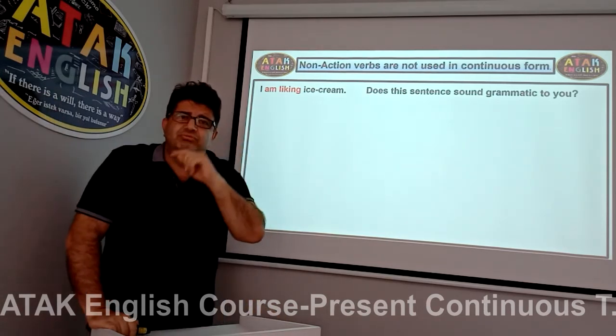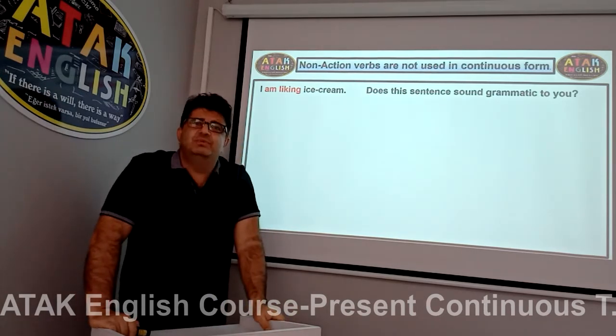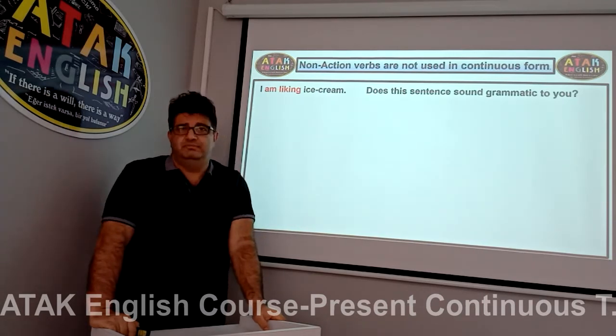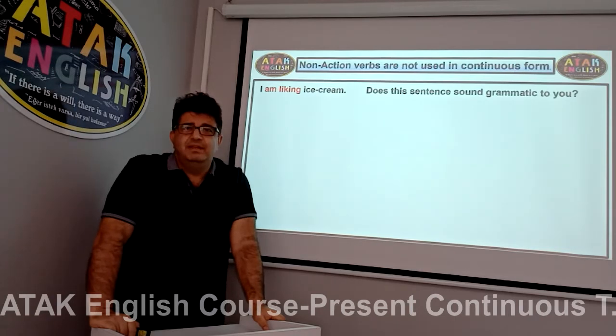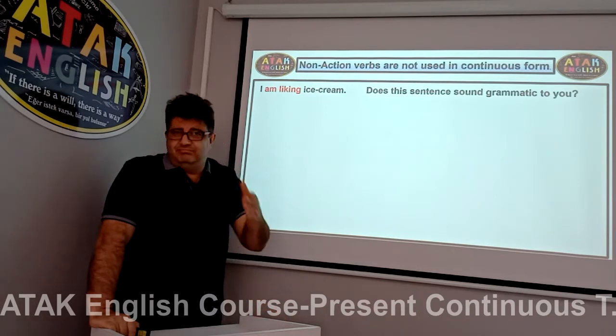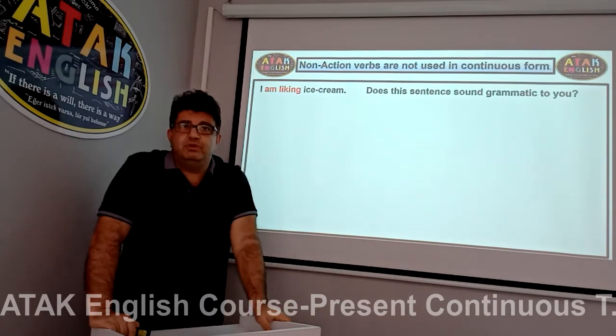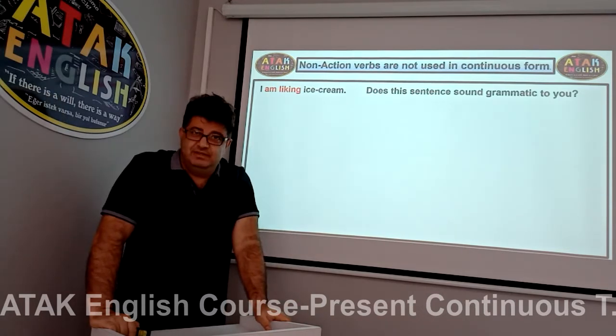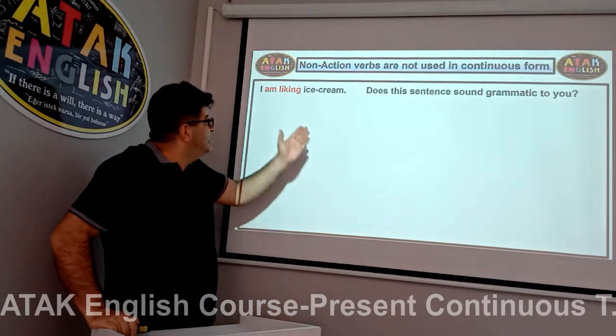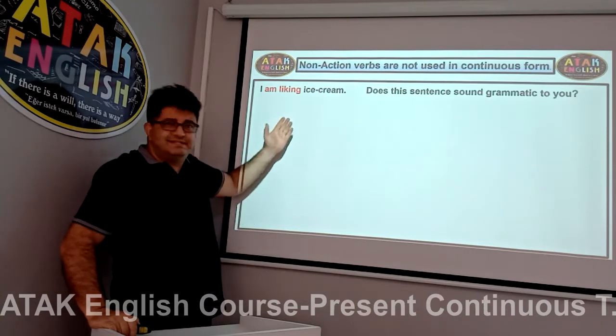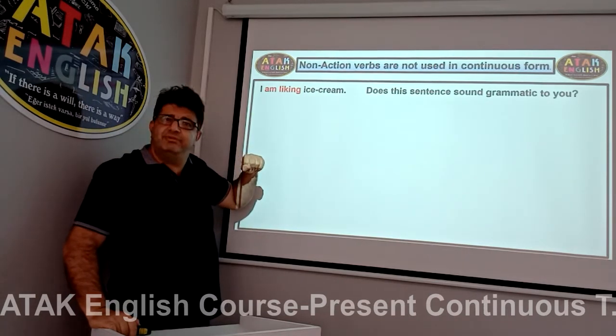And here comes the rule right now. Non-action words cannot be used in continuous form. What does that mean? Among these 12 tenses, we've got simple tenses. We also have perfect tenses, but we also have continuous tenses. So in continuous forms, we cannot use these non-action words. So yes, it's not grammatically correct.